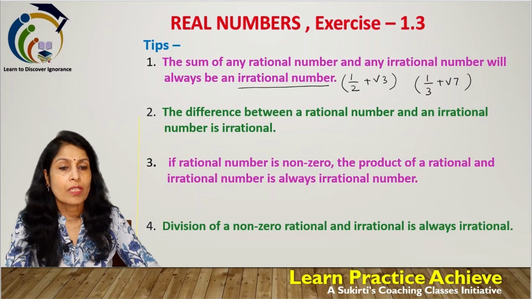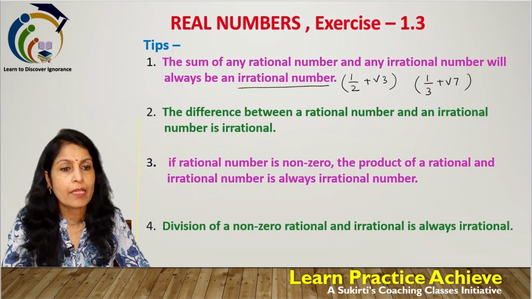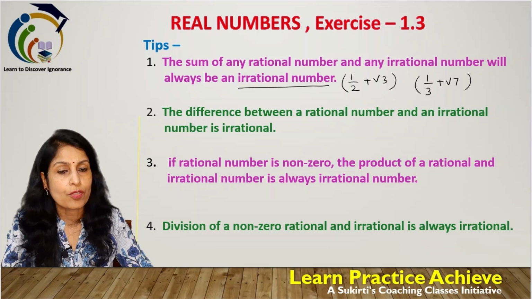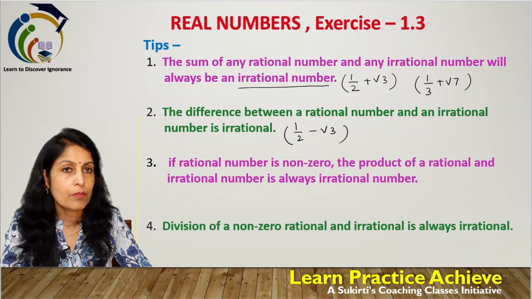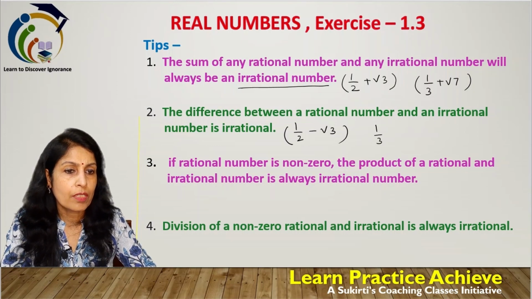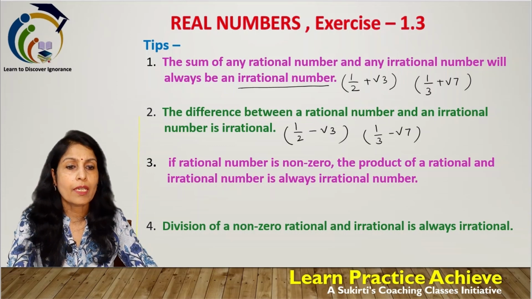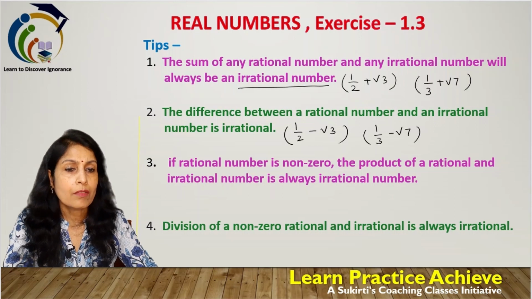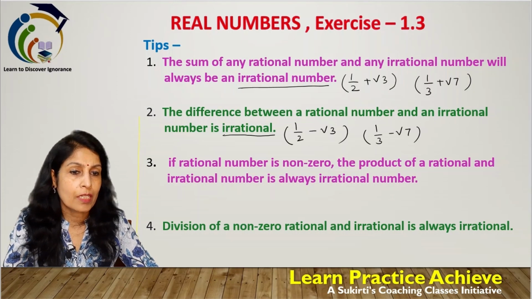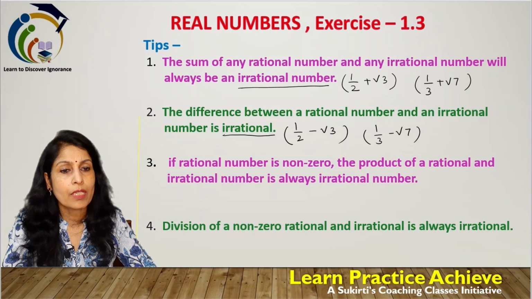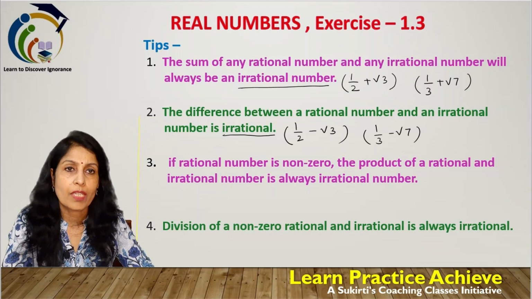In the same way, the difference between a rational number and an irrational number is always irrational. How? If we take the same numbers, 1 by 2 minus root 3 is again an irrational number, and 1 by 3 minus root 7 is again an irrational number. So if we take any rational number and subtract an irrational number from it, we will get an irrational number. It means the difference between a rational number and an irrational number is always an irrational number.